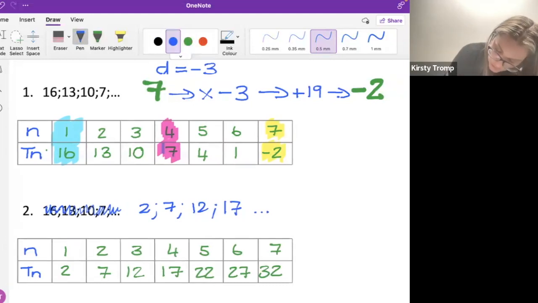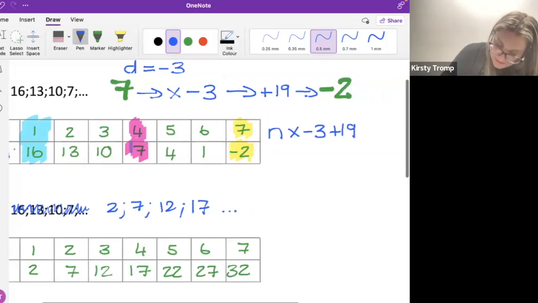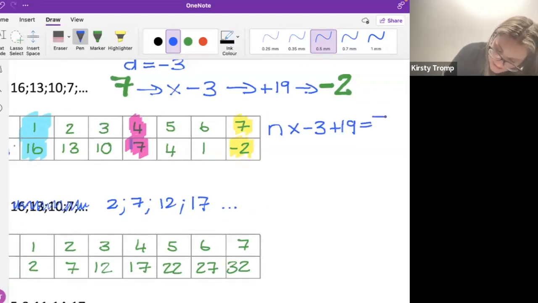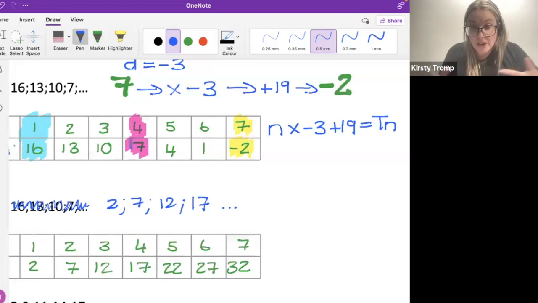So when they're looking for us to do the rule now, we will tell them, well, we know what we are doing. We're going to say n, the position number, because that's what we're doing each time, times by -3 plus 19 will give me Tn. Could I write that in a different way? Could I make that look a little bit more mathy? I could. If I write it that way, perfectly fine. I'll get all my marks. It makes absolute sense.